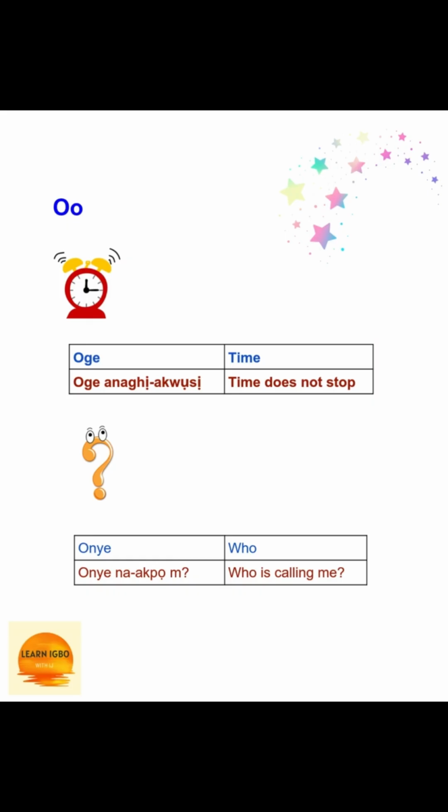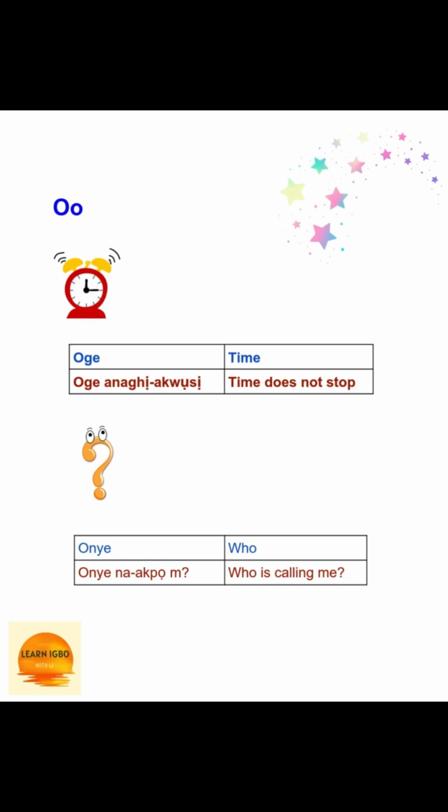Example number 1. Oge. Time. Used in a sentence or phrase: Oge anaghị akwụsị. Time does not stop.